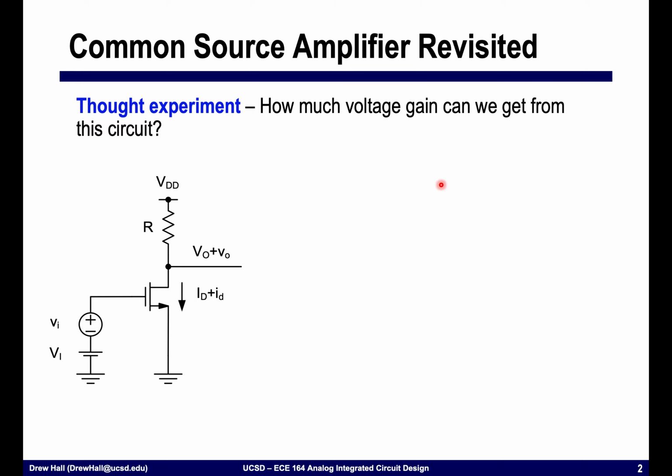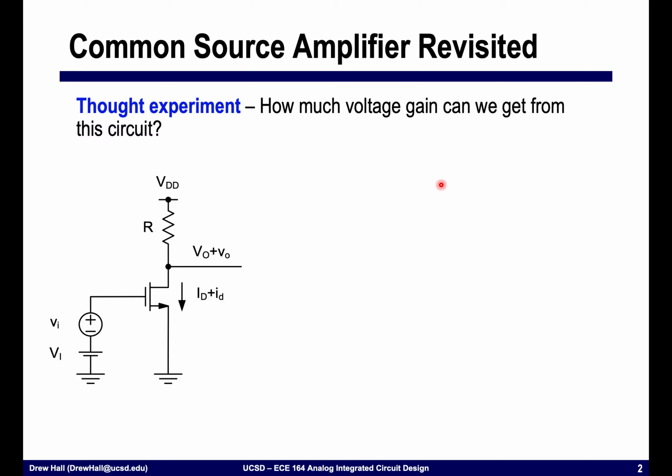All right, so I'd like to start this out by taking a step back and revisiting something that we've seen before in previous lectures, and that's this common source amplifier. But I want to take this and ask a different question. Let's imagine that we had this amplifier and we were trying to design it. What's the limit on the amount of voltage gain that we could get from this circuit?